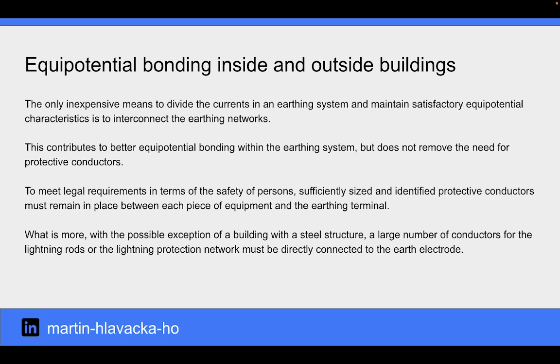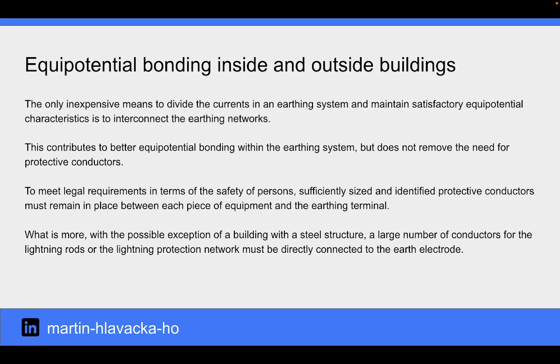The only inexpensive means to divide the currents in an earthing system and maintain satisfactory equipotential characteristics is to interconnect the earthing networks. This contributes to better equipotential bonding within the earthing system, but does not remove the need for protective conductors. To meet legal requirements in terms of the safety of persons, sufficiently sized and identified protective conductors must remain in place between each piece of equipment and the earthing terminal.